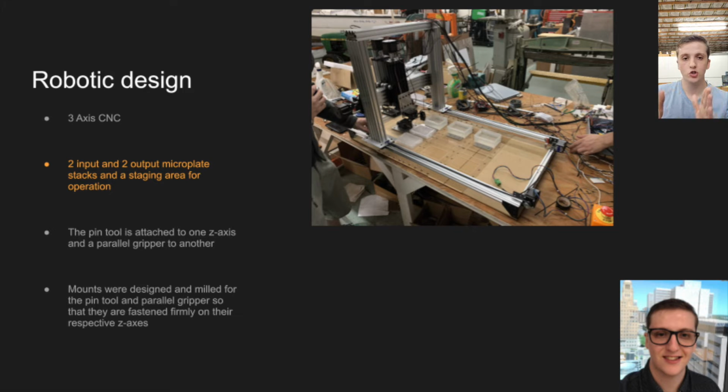So to solve this, we use 2 independent Z-axes so we can pull up the one we're not using while we're using the other and be more efficient with our space so that we can make a smaller dimension robot. So that works great.